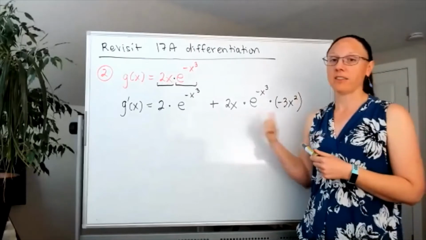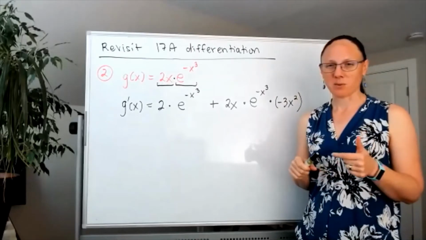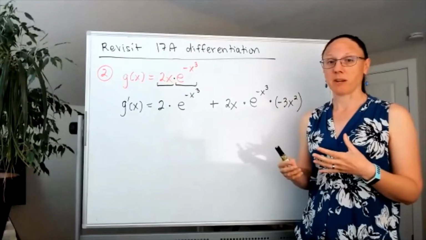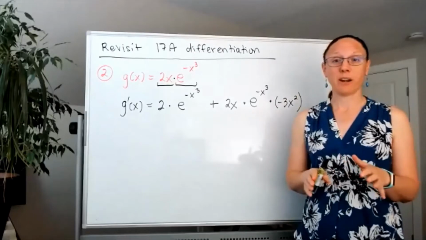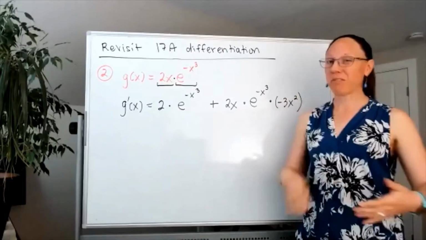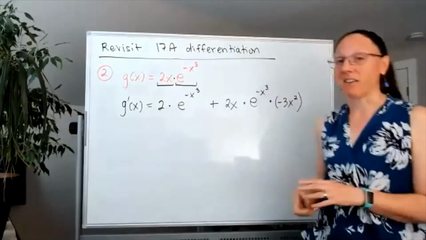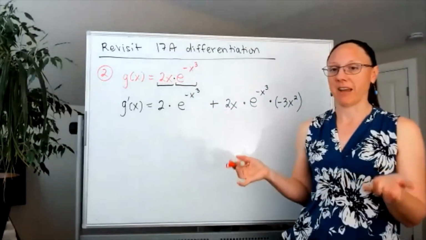Now there's one little thing to remember about this. I misspoke when I said for an exponential, we get the same thing back. That's true whenever our base is e. But what if I switched this up and instead of a base of e, I actually had a base of, I don't know, 5.